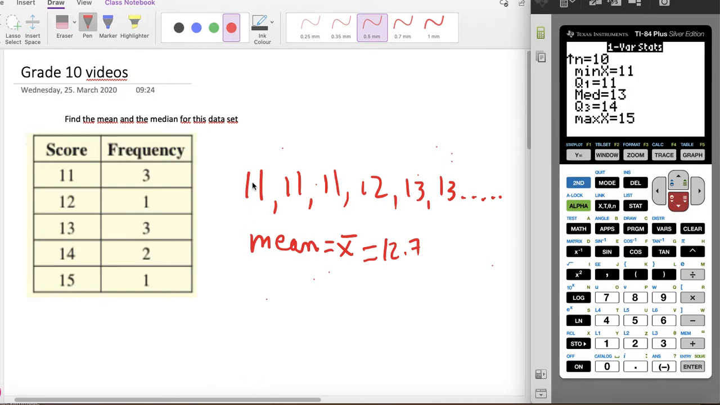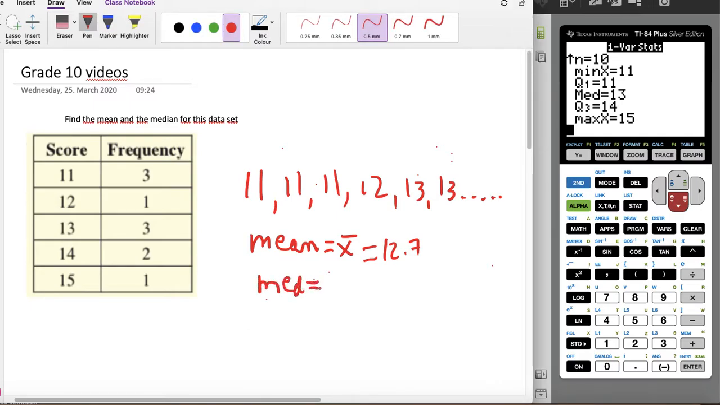But let's answer this question first. We now know that the median is equal to 13. You can see it right here where it says median equal to 13. So what do we do with this 5-point summary?